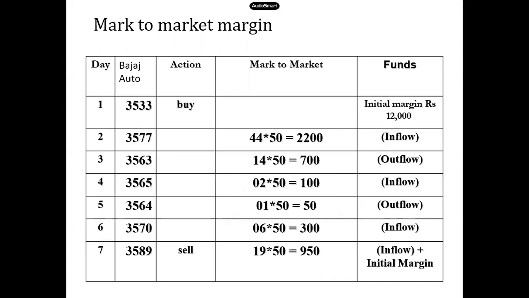Let's say I took a Bajaj Auto share at 3533. Remember, whenever I go long, I get money in my account only when the share price appreciates. So from 3533, the share price went to 3577. I'm in a 44 rupees gain. So 2200 would be credited to my account.